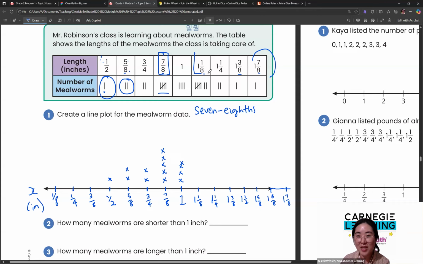Okay, Eugene, how do you say this fraction? 1/8. Nice. So there are 7 mealworms of this length. So we draw 7 X's here. Got it? And then we have 1 1/4 inch, 1 3/8 inch, and 1 7/8 inch. So this is our line plot. You can easily see how many mealworms there are of every length in the table.